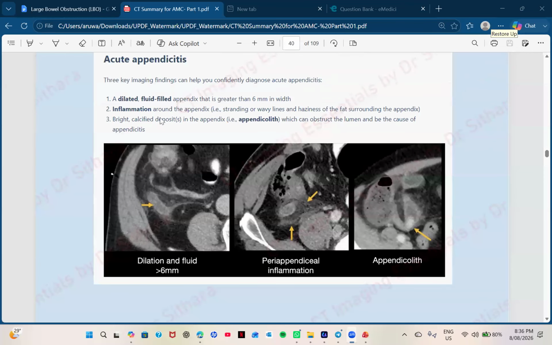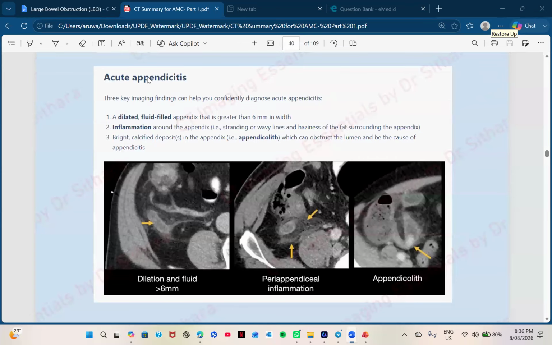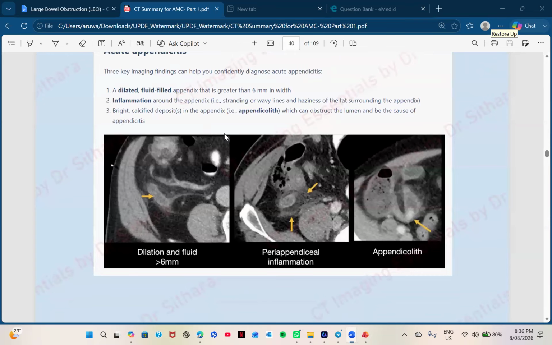So we just mentioned, remember these are very important for acute appendicitis. We have 3 points to remember, right? Because those things can be present, right? Okay, remember the appendicolith. It's a very important thing.